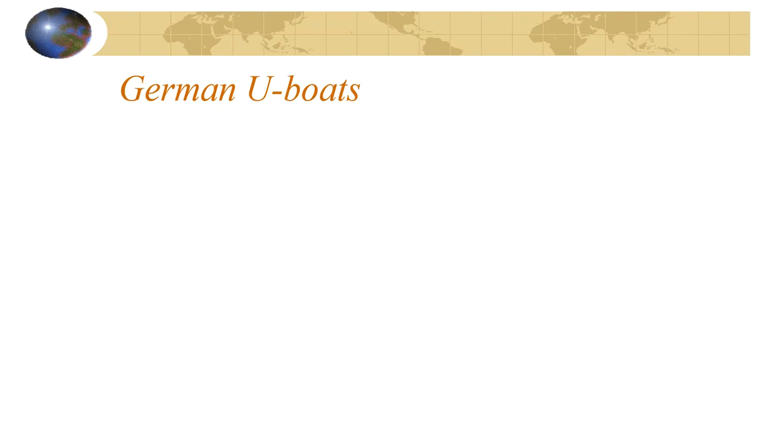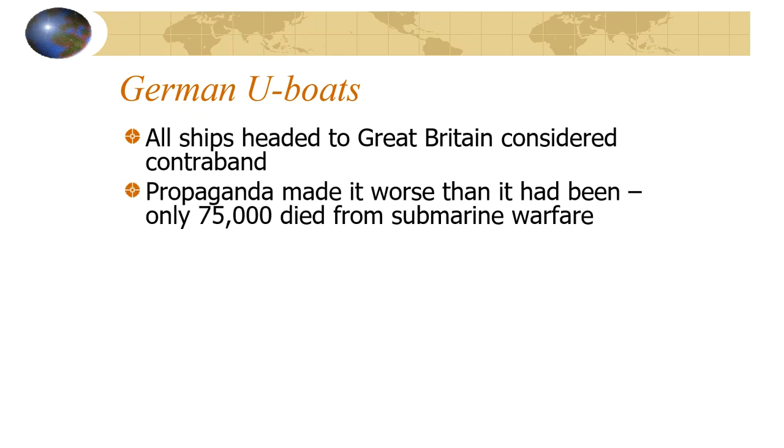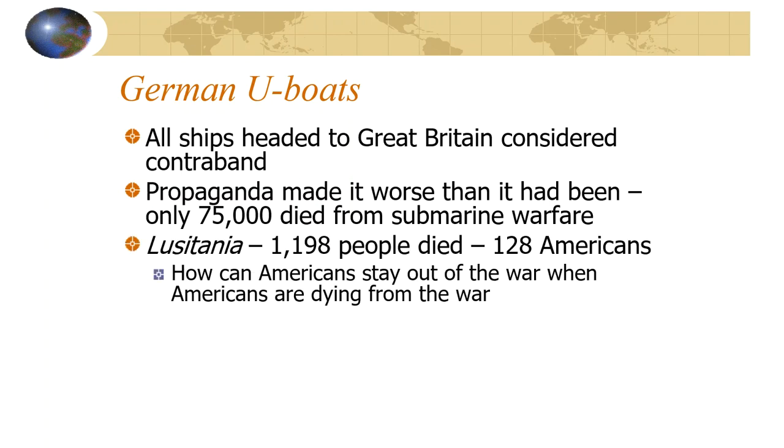So German U-boats are going to respond. All ships headed towards Great Britain were considered contraband. Propaganda made it worse than it had been. Only 75,000 died from submarine warfare. Now, I know what you're thinking. 75,000 is a lot of people. Right. But when you talk about 750,000 dying just of starvation because they can't grow food, 75,000 is a smaller number in comparison. The most significant one that we know of is the Lusitania.